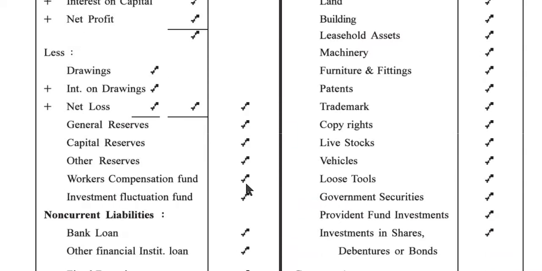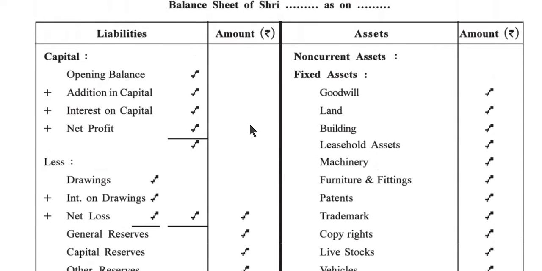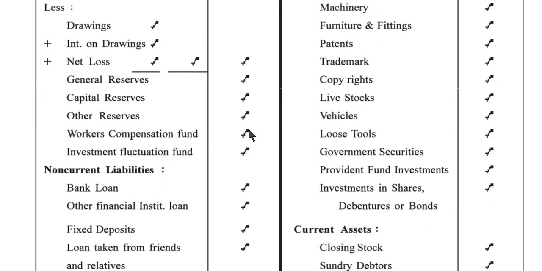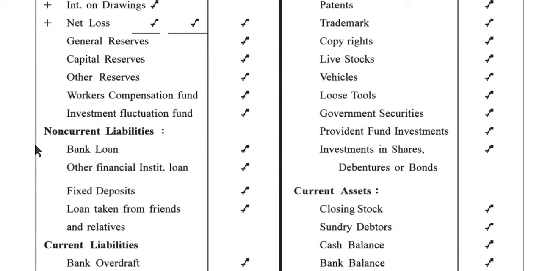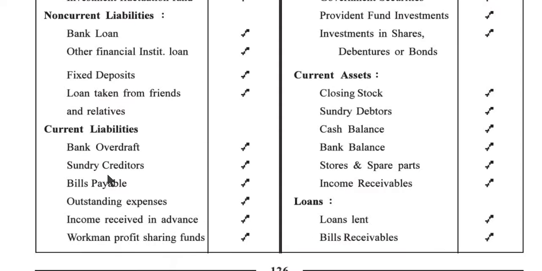General reserve we have to write here, capital reserve, other reserves. If any reserves are there, then we have to write them here on the liability side. Workers' compensation fund, investment fluctuation fund. Now non-current liability: bank loan, other financial institutions' loan, fixed deposit, loan taken from friends and relatives. Current liability: bank overdraft, sundry creditors, bills payable, outstanding expenses, income received in advance, and workmen profit sharing fund. If any outstanding expense is there, it is also our liability. And if any income is received in advance, then it is also our liability.